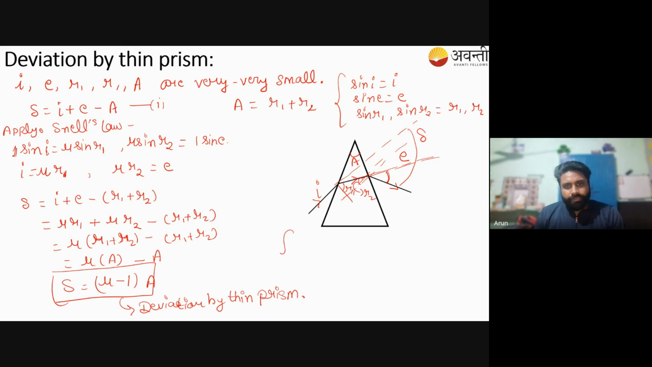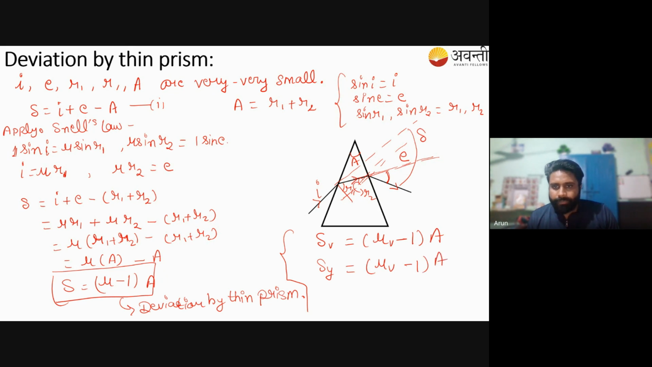So for different colors, like we have violet color, what is the deviation of violet color? It will be the refractive index for violet color minus 1 into A. This is the way of writing it. If you want to write it for yellow color, it will be (mu Y minus 1) into A. If you want to write it for red color, it is (mu R minus 1) into A. Got it? You have to keep this in mind. I hope you are clear with this.